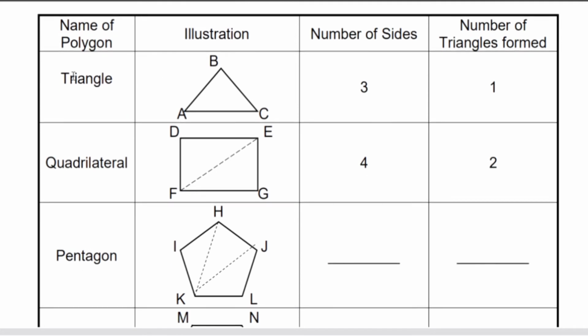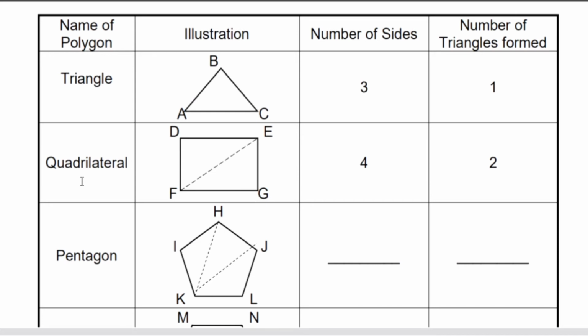So first one, we have the triangle. So this is the illustration of a triangle. And as you can see, we have 3 sides. So triangle has 3 sides, 1, 2, 3. And of course, the number of triangles formed is only 1 triangle.